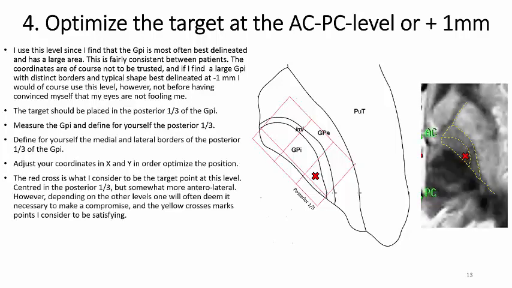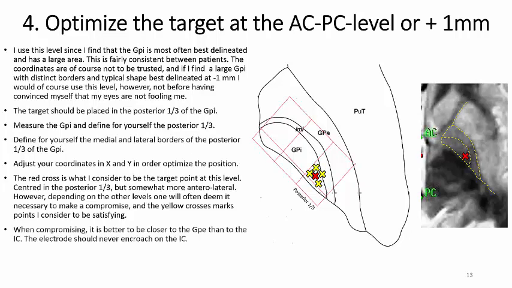The red cross is what I consider to be the target point at this level. It is centered in the posterior third, but somewhat more anterolateral. However, depending on the other levels, one will often deem it necessary to make a compromise, and the yellow crosses marks points I consider to be satisfying.